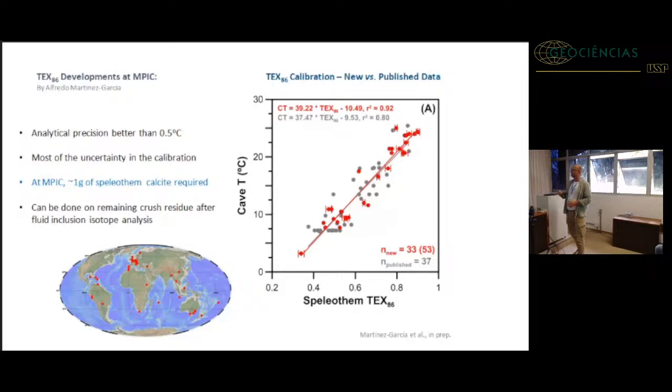The other important thing that Alfredo did, and that's in blue on the left-hand side, he brought it down to a gram of calcite from anywhere between 5 and 15 grams that was needed beforehand. And this is super convenient for us because I need a gram for the fluid inclusions. So what we do is we do the fluid inclusions first, we take the residue, and that goes straight into the TEX86. And this is how we currently run our business. Okay?